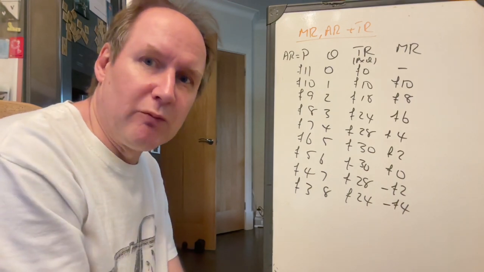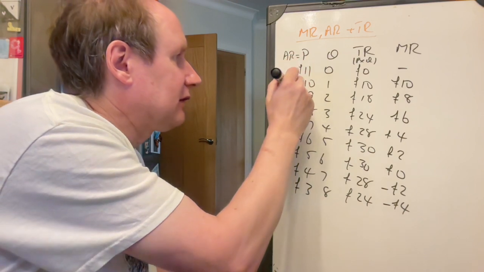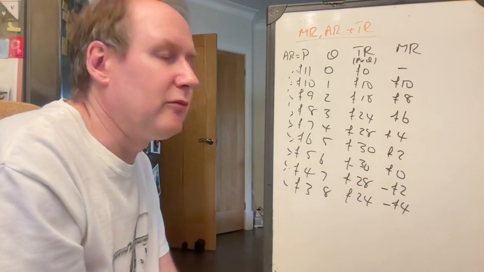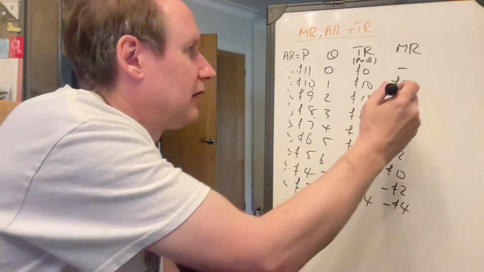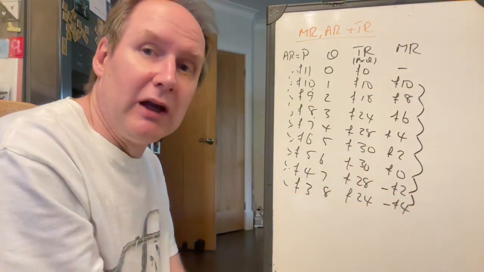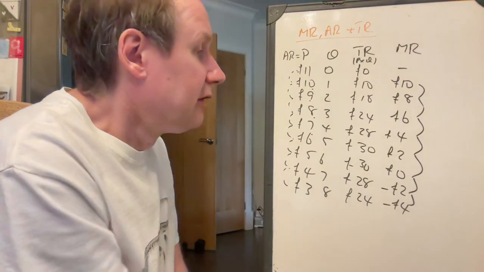So, firstly, what's the relationship? What we can see is that every time average revenue falls by 1, marginal revenue falls by 2. And this is always true. And you can prove this mathematically, which I'll do in a separate video for people who really like that type of thing. But it's always true. When average revenue falls by 1, marginal revenue falls by 2.